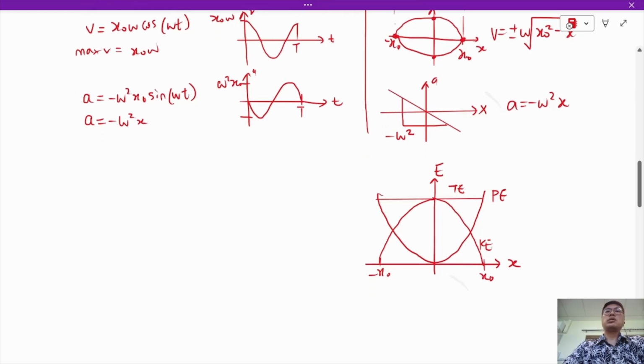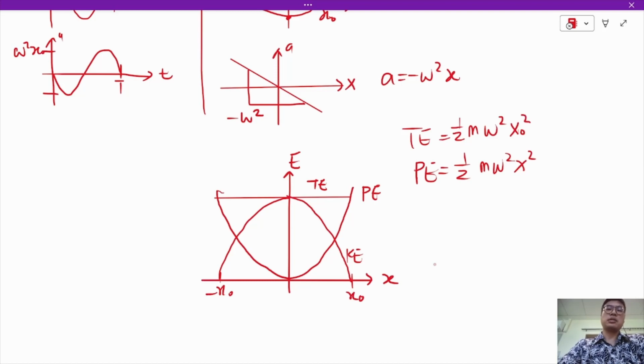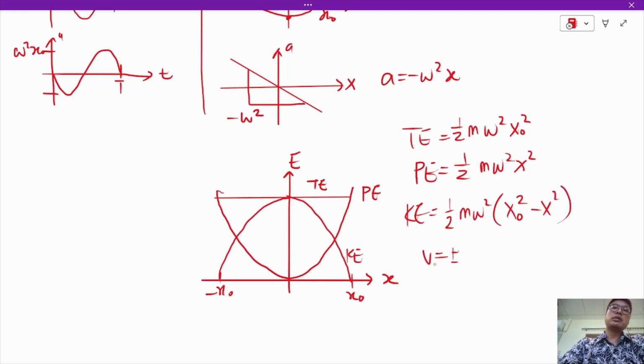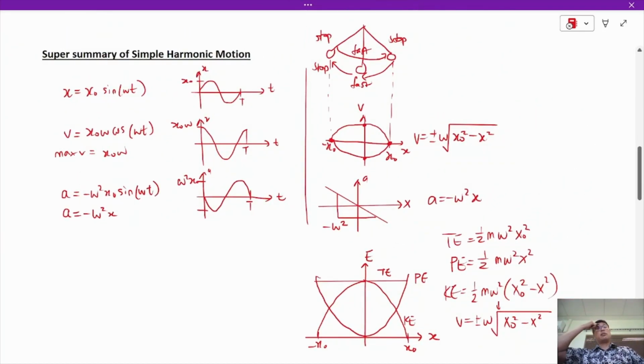The equations for the PE, TE, and KE are as follows. PE is equal to half m omega squared x squared. Total energy is equal to half m omega squared x naught squared. Now x naught is a constant, but x is a variable. The last one is kinetic energy, which is half m omega squared bracket x naught squared minus x squared. That's also how we get the equation v is equal to plus or minus omega square root of x naught squared minus x squared, because of this equation over here. So that is the equation for the energy with respect to displacement.